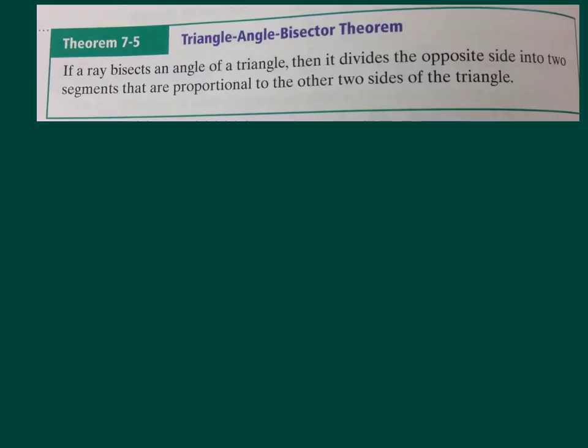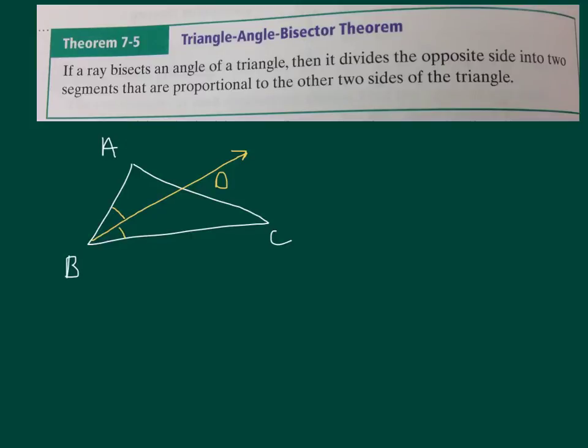Our last theorem in Chapter 7 is the triangle angle bisector theorem, which states if a ray bisects an angle of a triangle, it divides the opposite side into 2 segments that are proportional to the other 2 sides of the triangle. So to better understand this, let's take a look at triangle ABC. As you can see, ray BD bisects angle ABC. So what that is saying is that AD over AB is going to equal CD over CB.